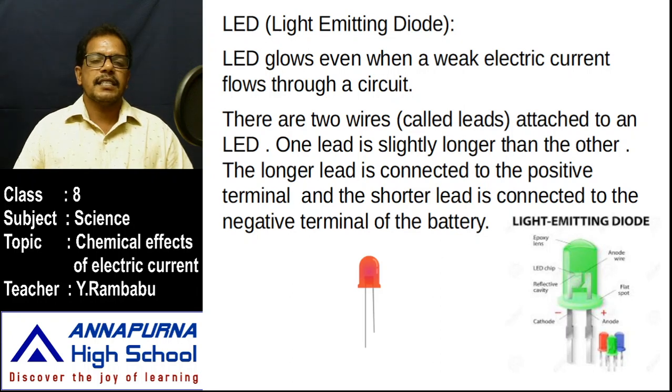That's why in the tester, instead of the bulb, we may use another thing, that is an LED. LED simply means light emitting diode. Nowadays, what we use for lighting purposes are almost all LED lights. What is this LED? Light emitting diode. This LED glows even when a weak current flows through a circuit.